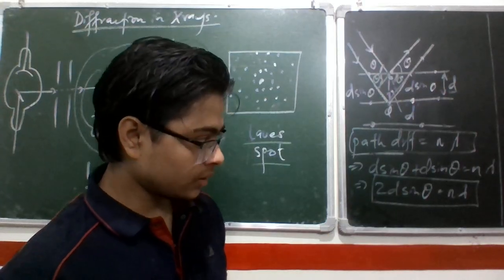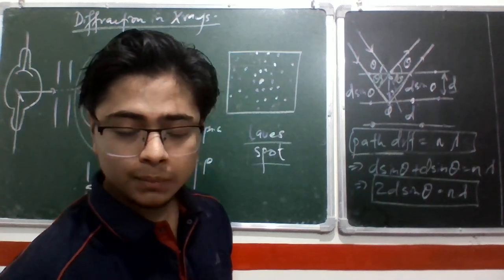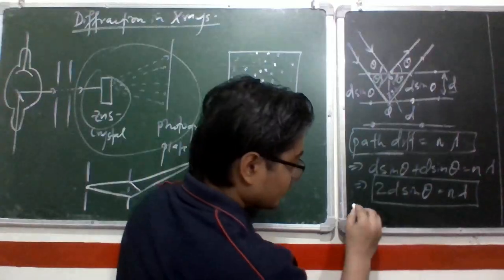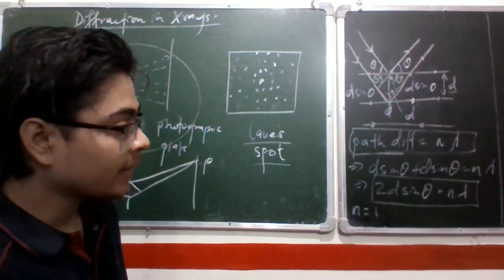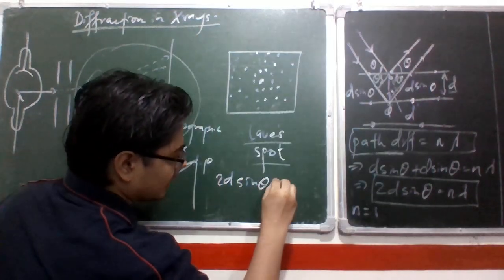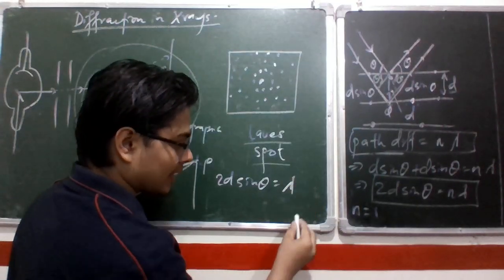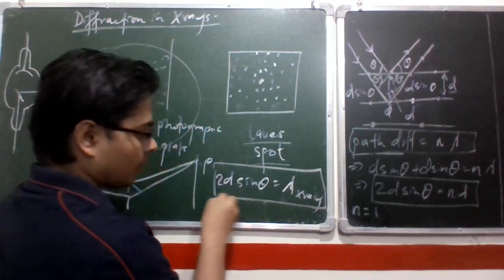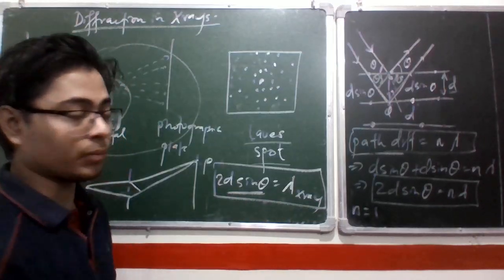To find out the value of lambda, let's suppose we are talking about first order reflection or first order diffraction, whatever you want to say. For that, n becomes 1. For first order reflection, n equals 1. If that is the case, then 2d sine theta equals lambda. So we find that this lambda of the X-ray can be found by using this 2d sine theta formula.